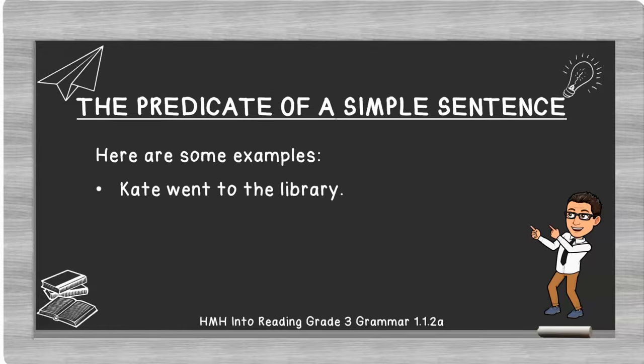I have this sentence. I have Kate went to the library. And I want to know what is the predicate of this sentence. And in this case, it's went to the library. Kate is the subject. And what did Kate do? Well, she went. Where did she go? She went to the library. That's the complete predicate there, went to the library.